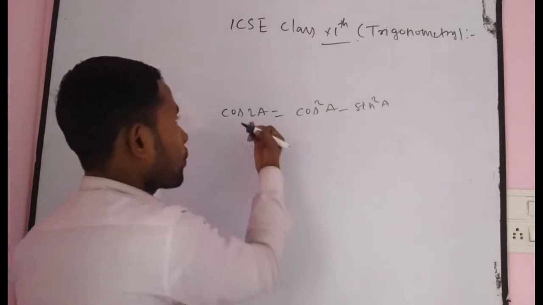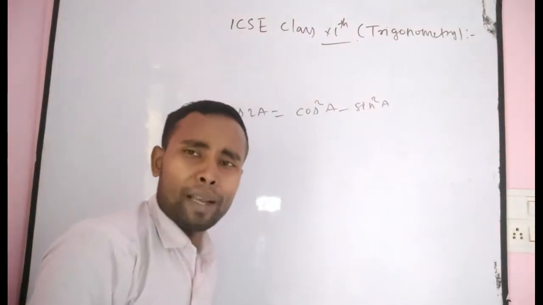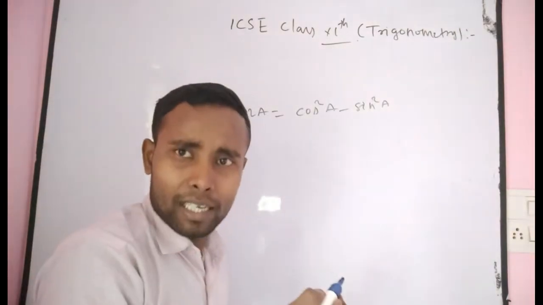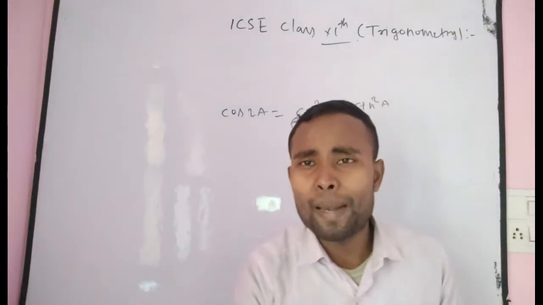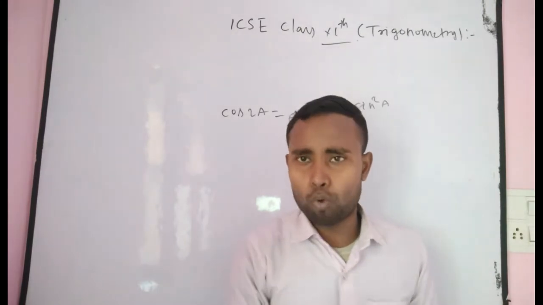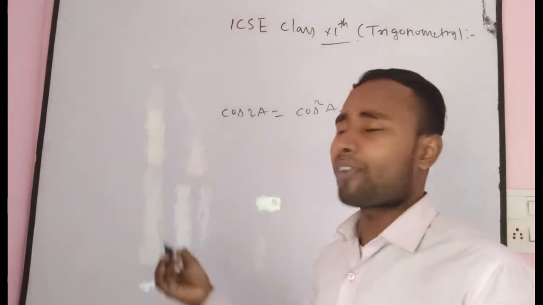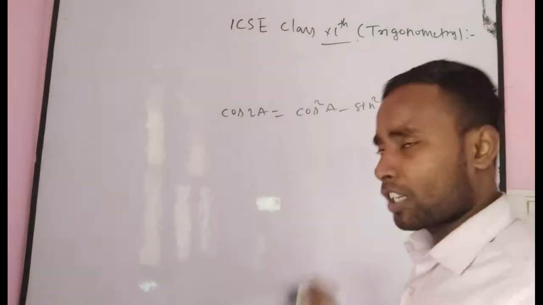If you wish to prove this formula, you can also prove it in a similar way. As you know, cos 2a can be written as cos of a plus a. In that case, as you know, cos of a plus b is equal to cos a into cos b minus sin a into sin b. So after putting the value of b as a, finally you get cos square a minus sin square a.